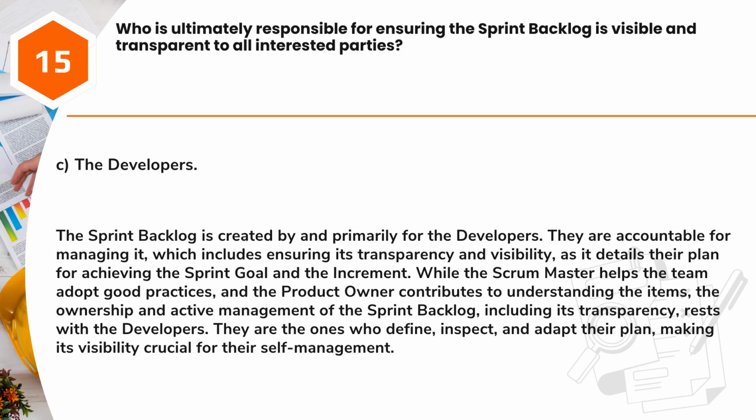While the Scrum Master helps the team adopt good practices, and the product owner contributes to understanding the items, the ownership and active management of the sprint backlog, including its transparency, rests with the developers. They are the ones who define, inspect, and adapt their plan, making its visibility crucial for their self-management.